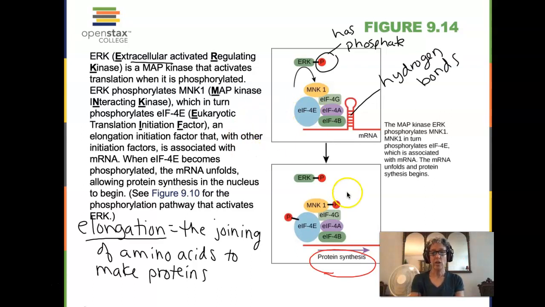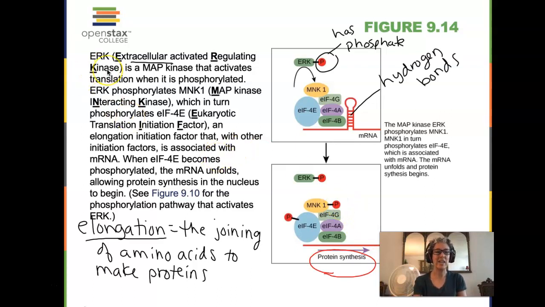However, we can see that if extracellular activated regulating kinase is present, it is going to signal phosphorylation of two proteins here that are called translation activators. And that will cause the hydrogen bonds to break, the messenger RNA to linearize, and then the ribosome can read along it and create proteins.